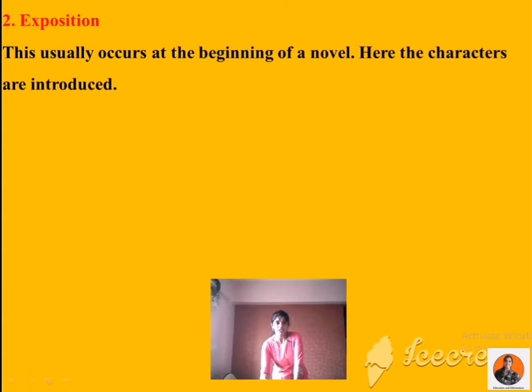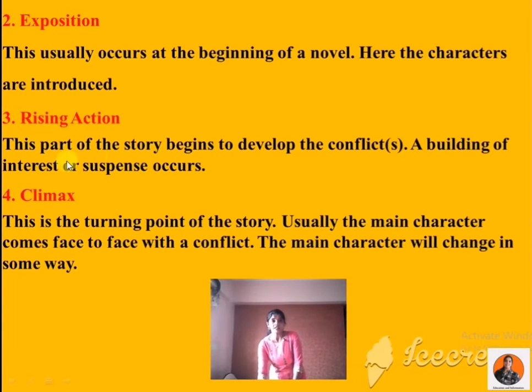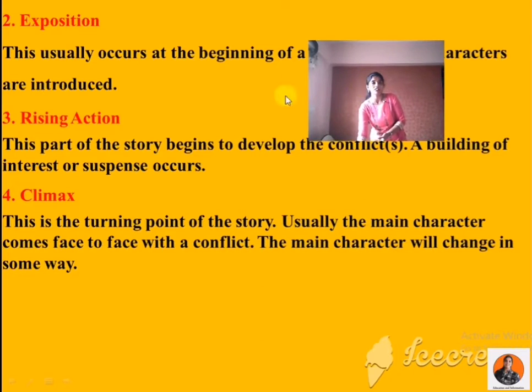About the exposition. This usually occurs at the beginning of a novel. Here characters are introduced. In the beginning of a novel, exposition means characters के बारे में बताया जाता है, which character will be there, who will be there, और उनका introduction बताया जाता है. Next one, rising action. This part of the story begins to develop conflicts, building interest and suspense. जिस तरह से मूवी देखते और ये नॉवल पढ़ते उसमें से राइजिंग एक्शन, यहाँ पे एग्जैक्टली एक्शन शुरू हो जाता है. What are the roles they come to know, and here the major part is about the climax.